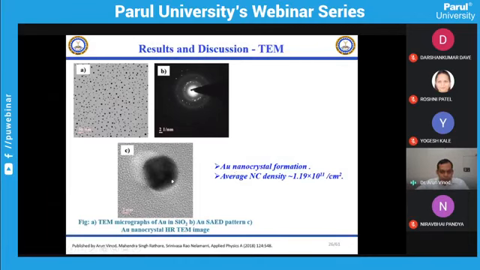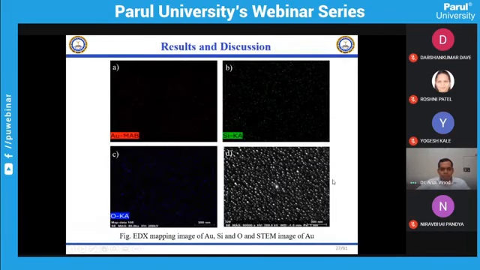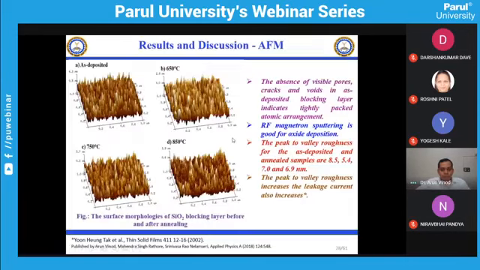To see the nanocrystal formation, we have done TEM, and we saw the gold nanocrystal formation, and we calculated the average nanocrystal density to be around 1 x 10^11 per square centimeter. We also confirmed the presence of gold, silicon, and oxygen through EDX mapping and STEM images of gold.